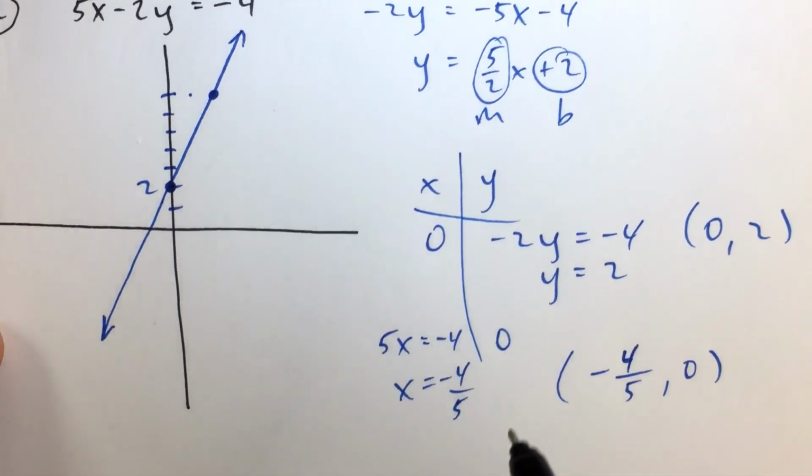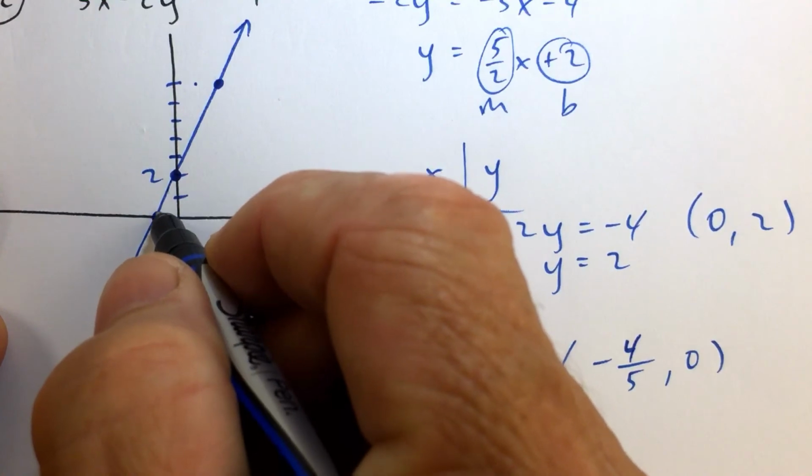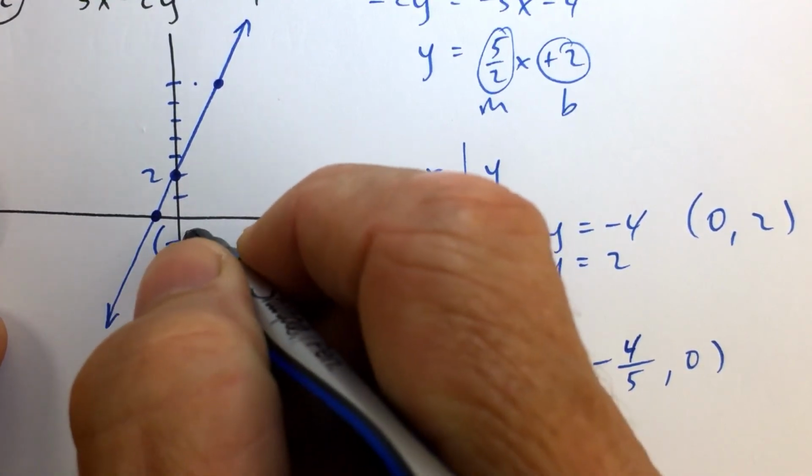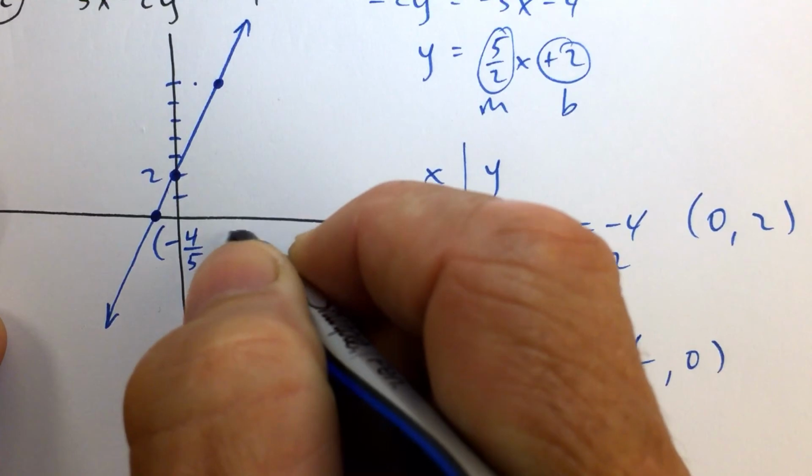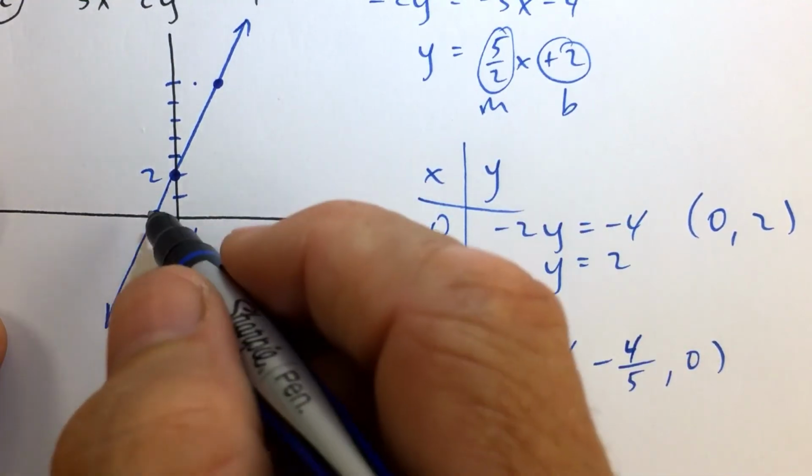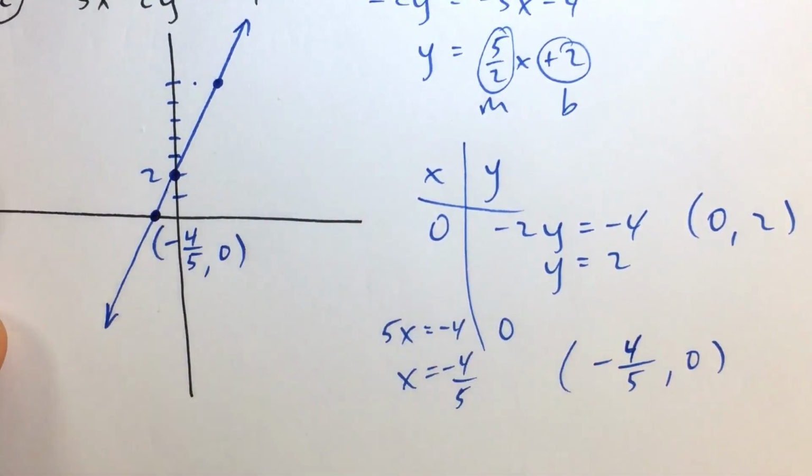And where would that be? Well, if you look at this graph, we're just going to call that point right there negative 4/5 comma 0, the ordered pair, or the coordinates of that one point right there.